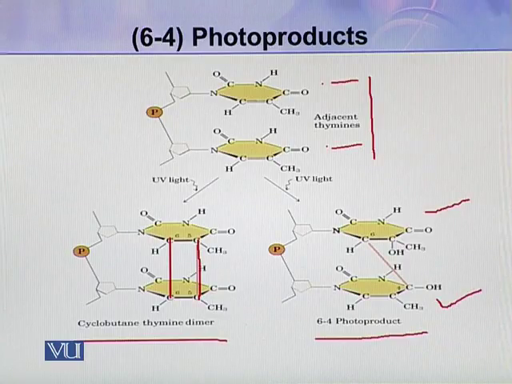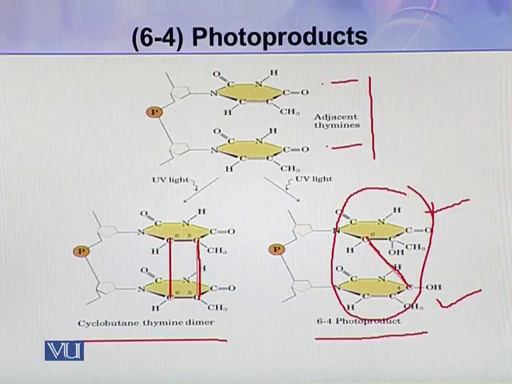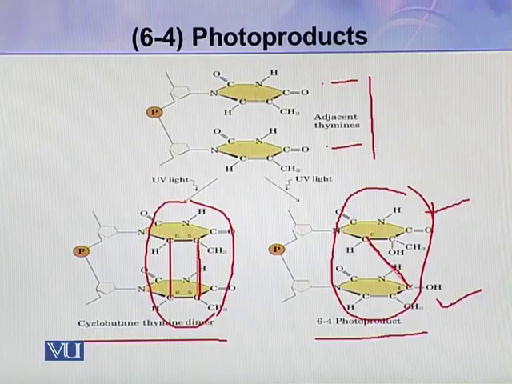So this bond is formed between carbon number 6 of one thymine or any pyrimidine and carbon number 4 of the other pyrimidine. So in this way, by the formation of this bond, a dimer is formed. So this is a dimer. So both these are dimers, but the mode of formation of these dimers is different.